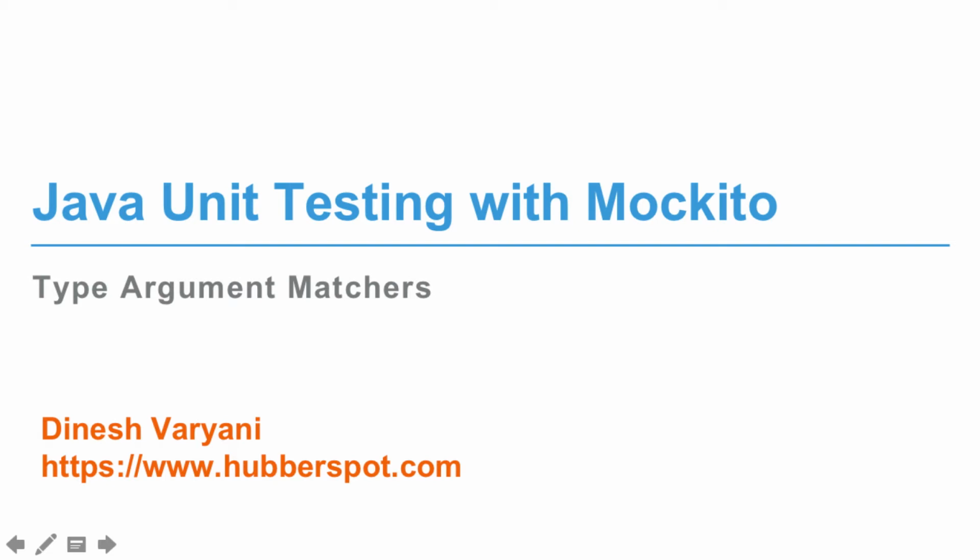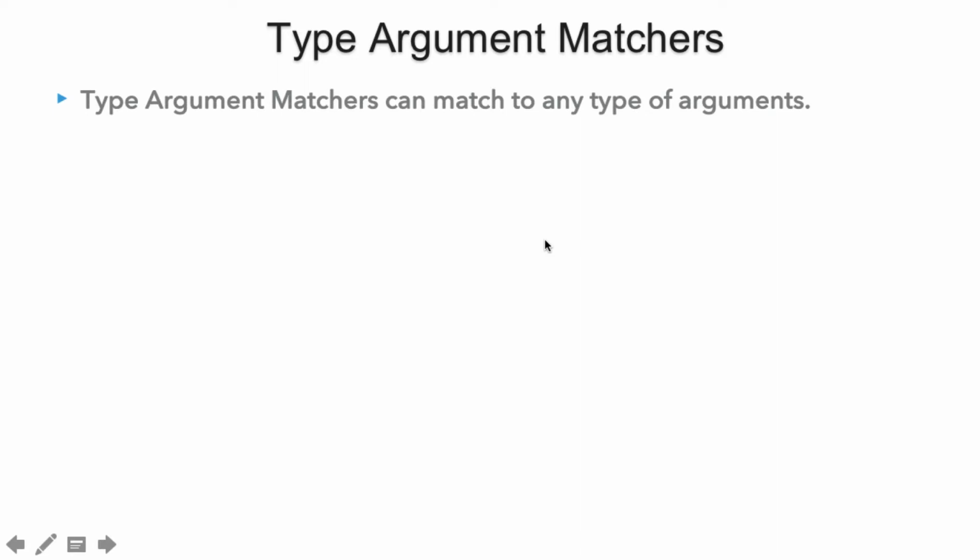Hello everyone. So in our previous lecture we discussed argument matchers. In this lecture we'll see different types of argument matchers. One of those is the type argument matchers. So what are type argument matchers? Here, type argument matchers can match any type of argument.